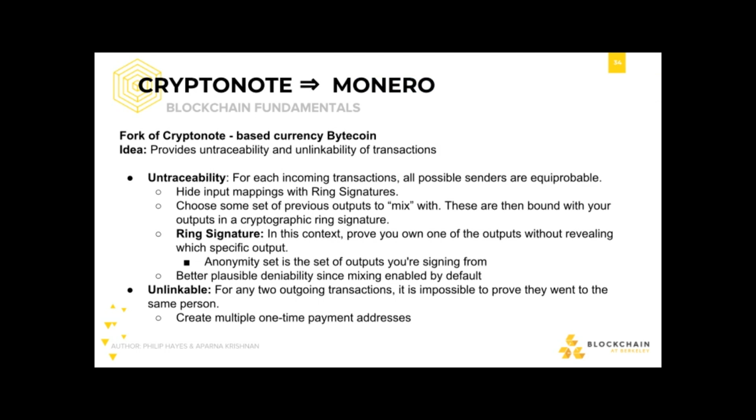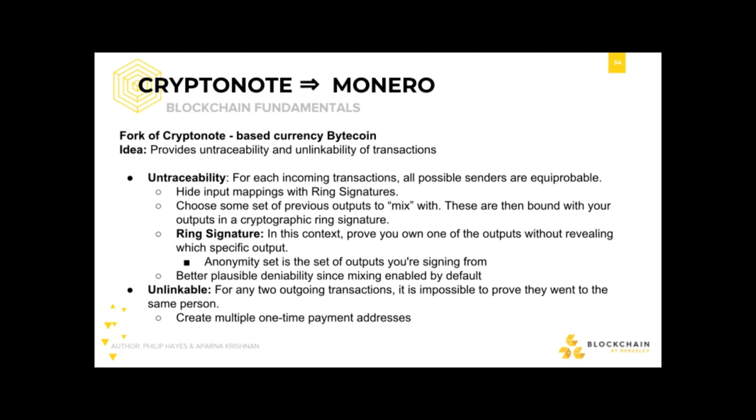And then you come to more advanced privacy-focused altcoins, which use some kind of cryptography. So Monero is an example of such a privacy-focused altcoin, and they're basically a fork of CryptoNote, which is a currency kind of based on Bitcoin. The idea with Monero is you want to provide two important properties. One is unlinkability, and the second is untraceability.